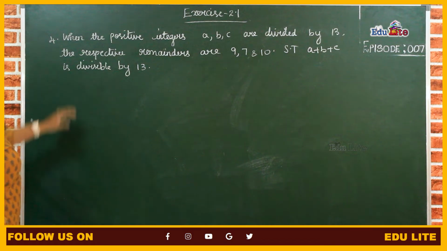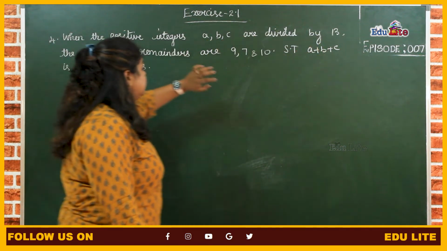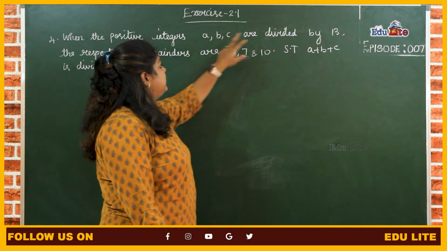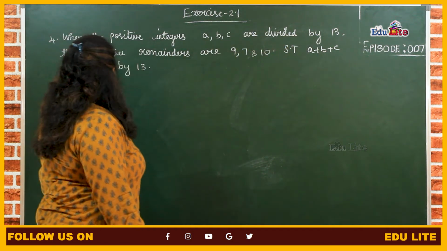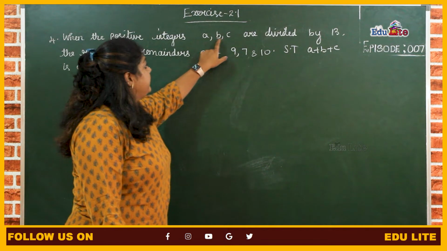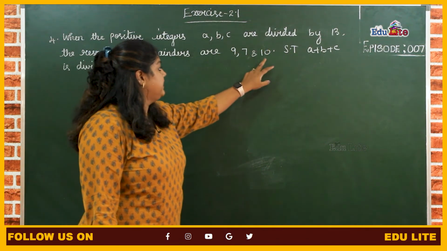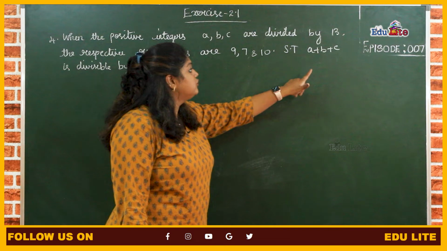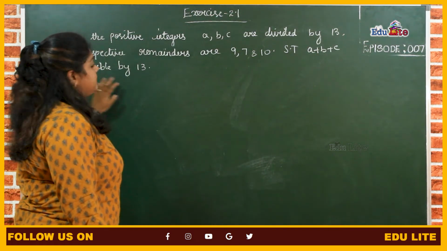So the next problem is: when the positive integers a, b, c are divided by 13, a leaves the remainder 9, b leaves the remainder 7, and c leaves the remainder 10. We have to show that a plus b plus c is divisible by 13.